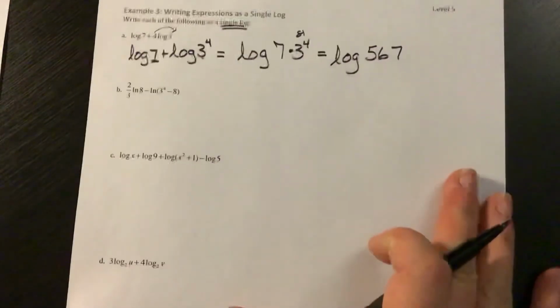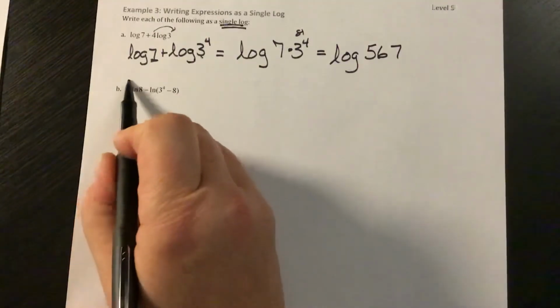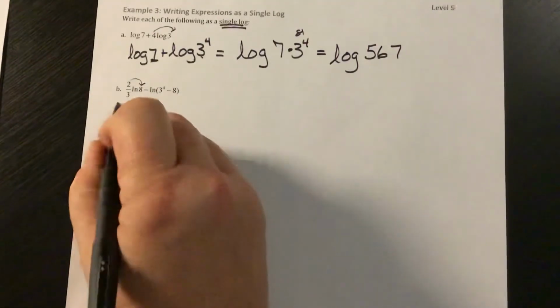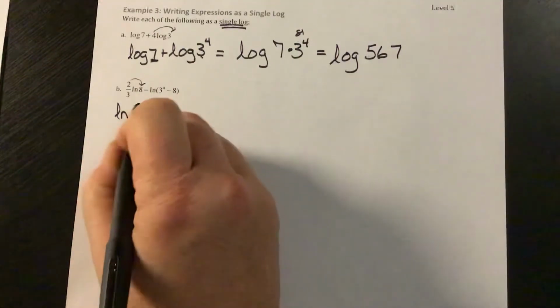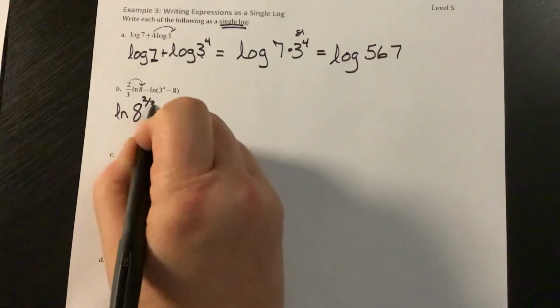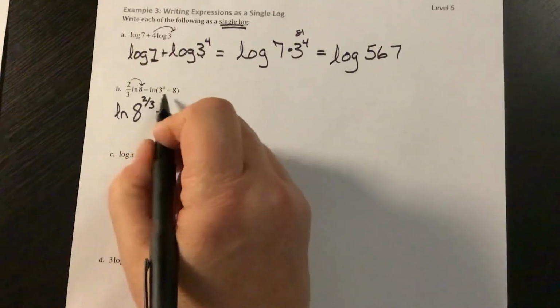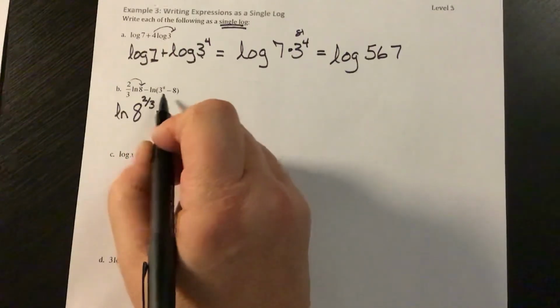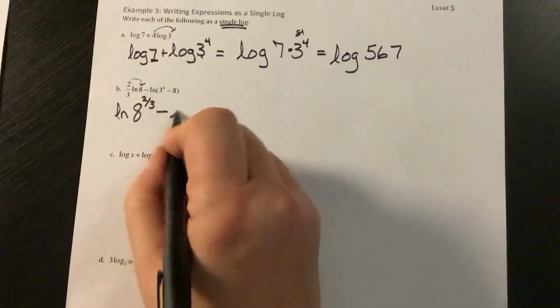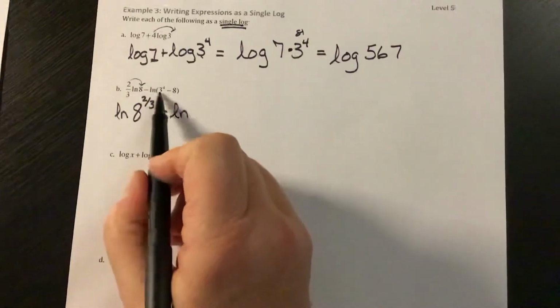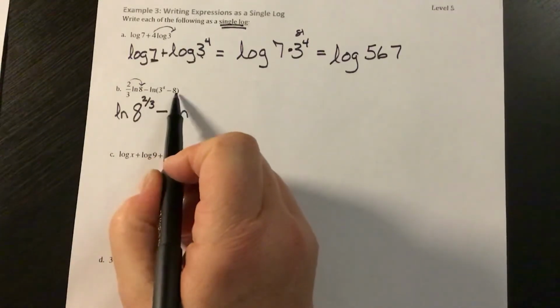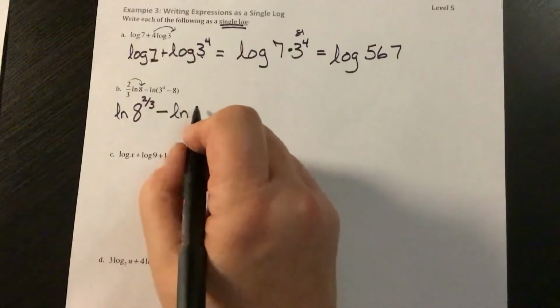All right, next part. This 2/3 is an exponent for 8, so I have the natural log of 8 to the 2/3 power minus the natural log of, and inside here I can actually do this multiplication. 3 to the 4th is 81, minus 8 is 73.